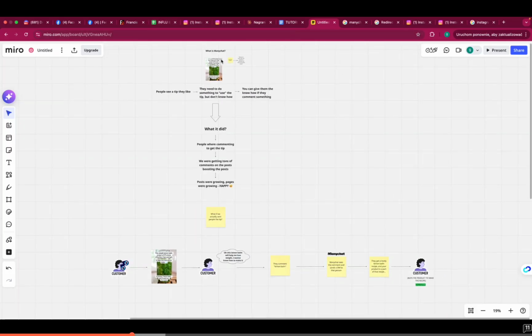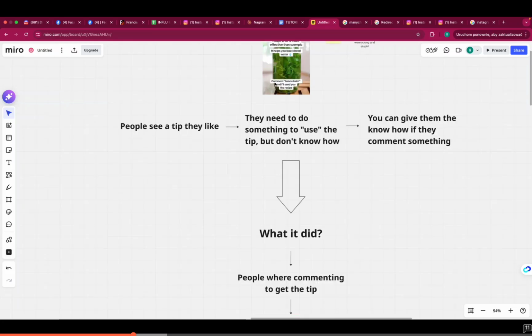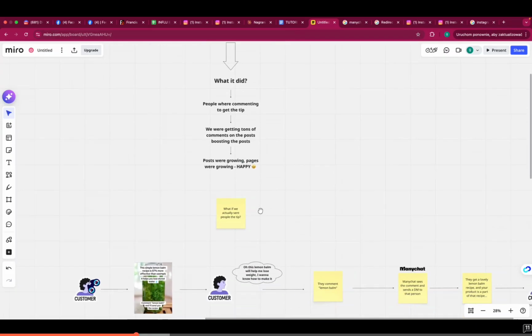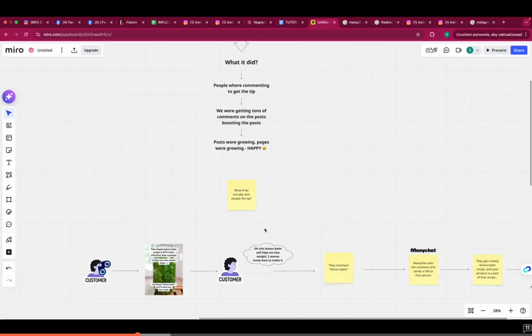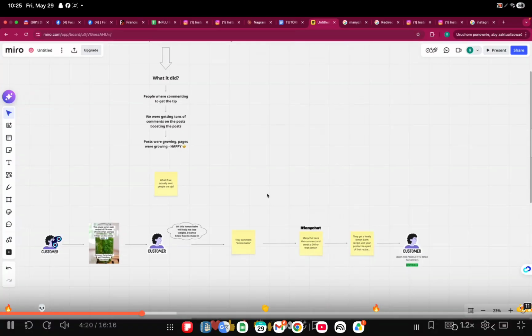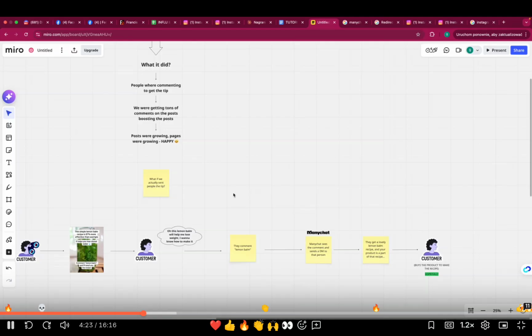So we were doing slides, we started adding CTAs to comment. People were commenting, but they were not getting anything. And then we decided to actually give them something. So we were giving them the tips, the tips started containing the products, and people started buying the products. This is genuinely how it all started in our game 2 years ago.